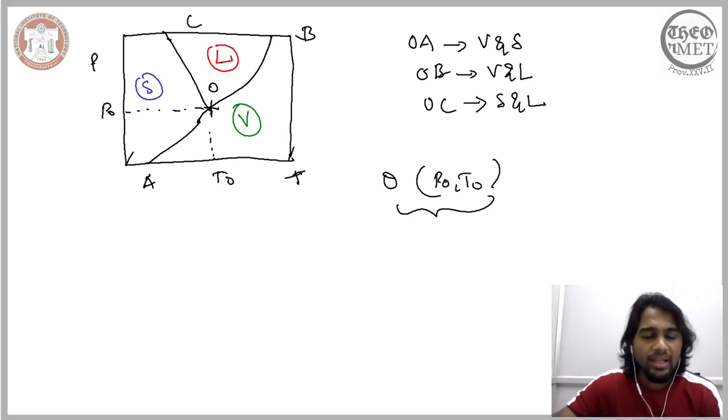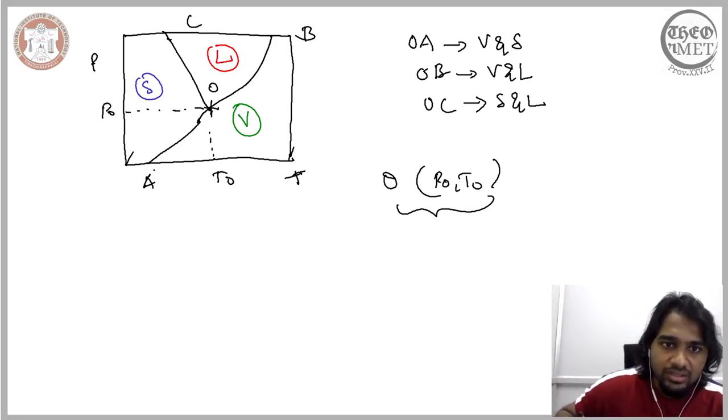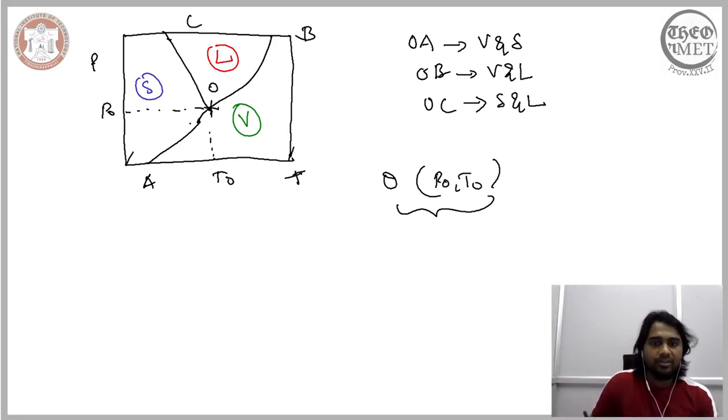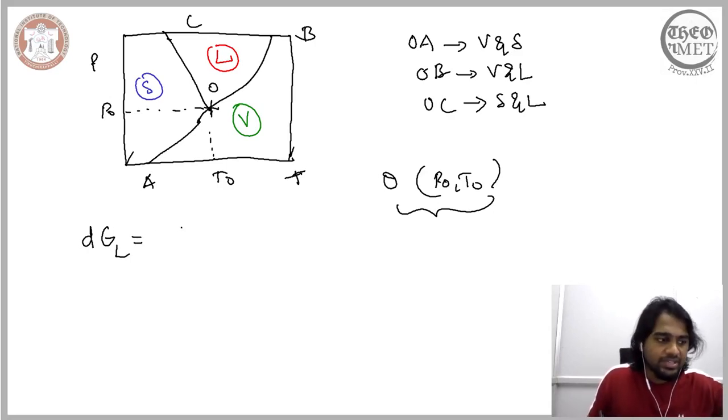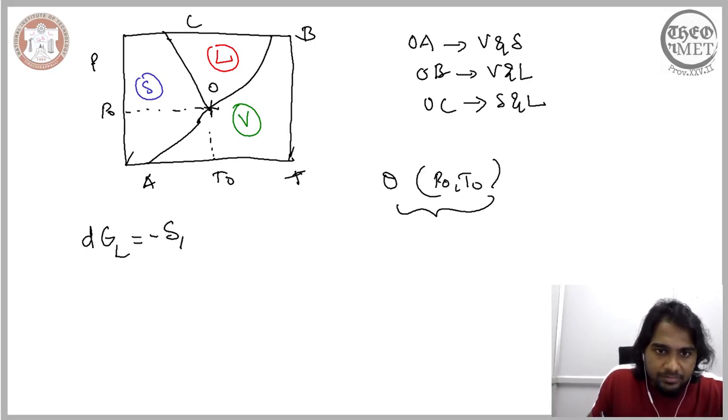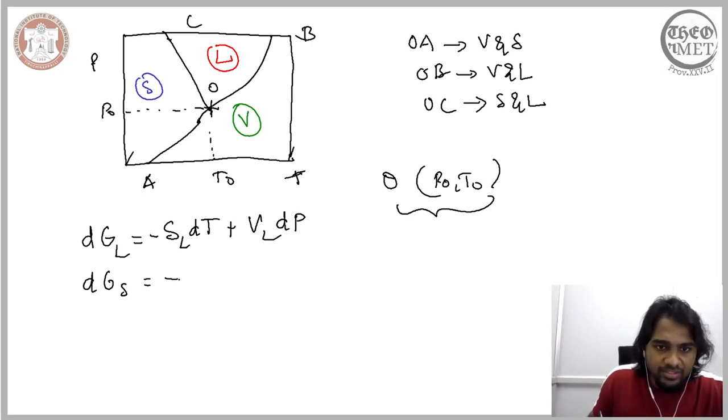Now one other trend that we observe is the trend that exists along the line here. In order to understand this trend, we need to go back to our expression of the change in the Gibbs free energy with respect to the temperature and pressure. So let us consider just two states, the change in the Gibbs free energy of the liquid, and it can be expressed as minus, and similarly the change in the Gibbs free energy of the solid can be expressed as.